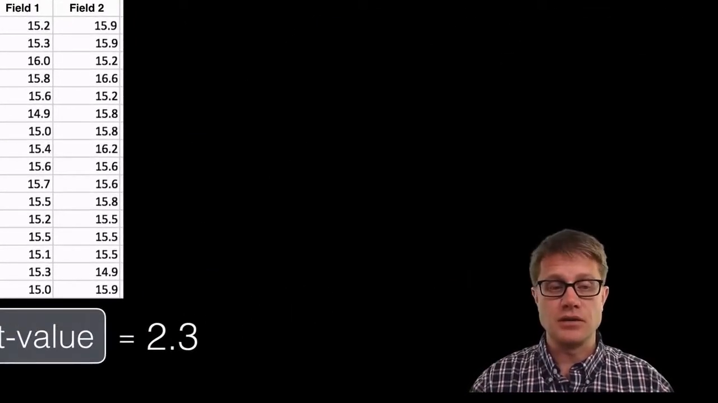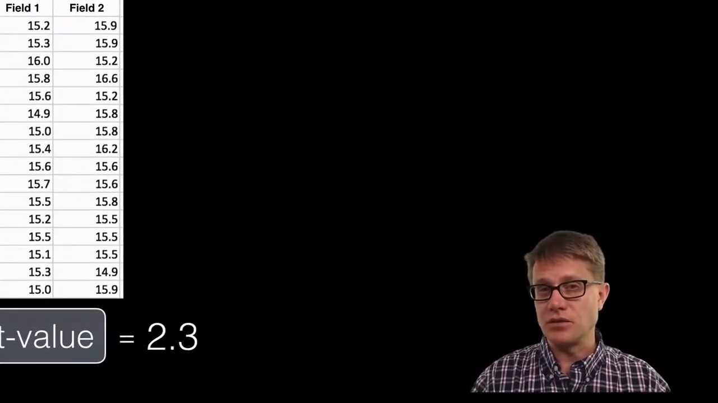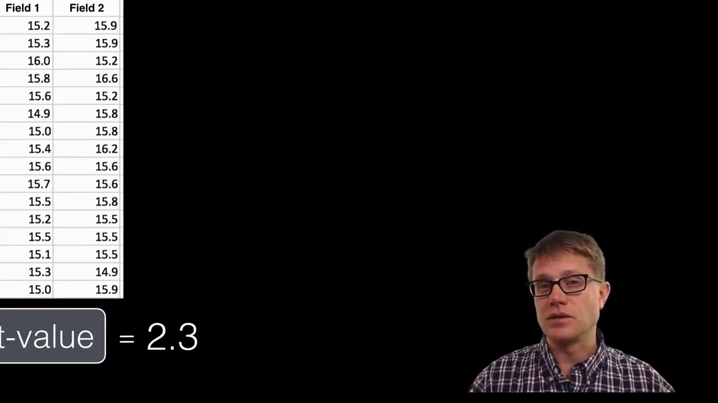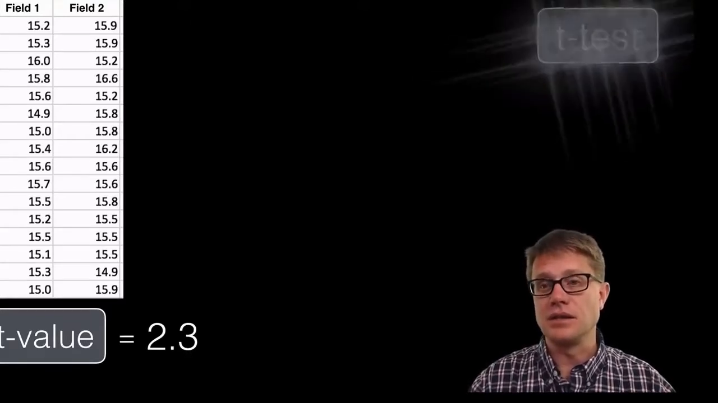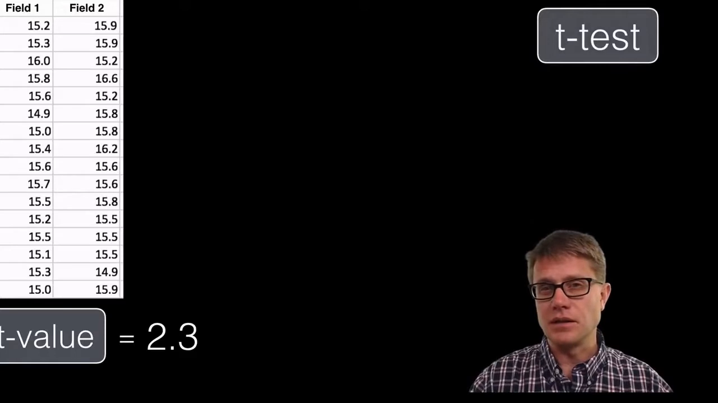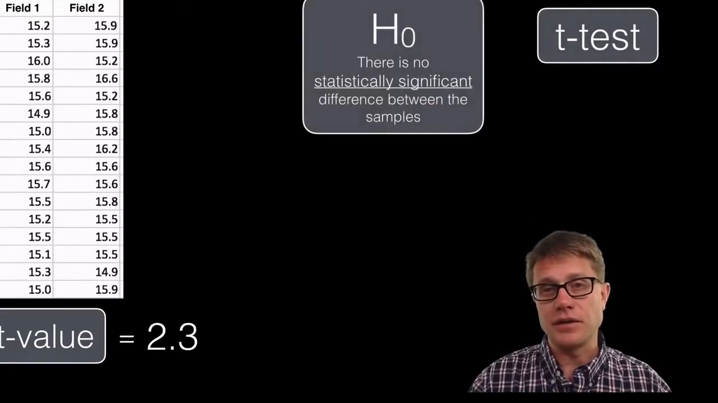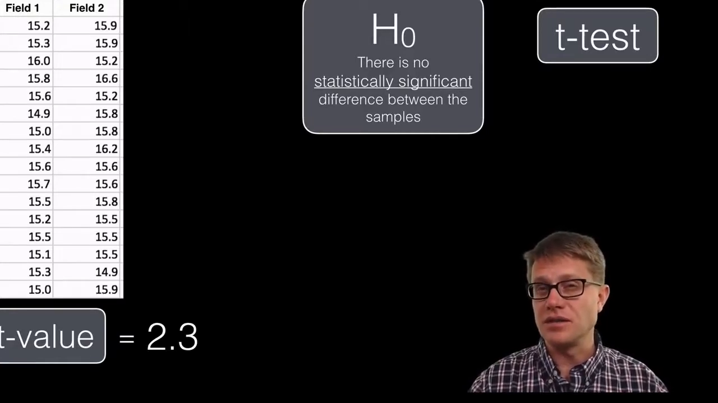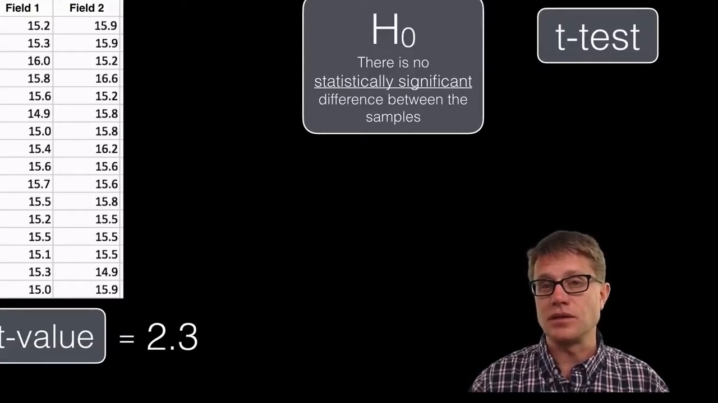So I'm going to put that over here to the side because this video is not about the student's t-value, it's about the student's t-test. So now we're going to run a t-test. What are we testing? We're testing our null hypothesis. Just like we do in a chi-squared test, what we're going to start with is a null hypothesis that says there's no statistically significant difference between the samples.